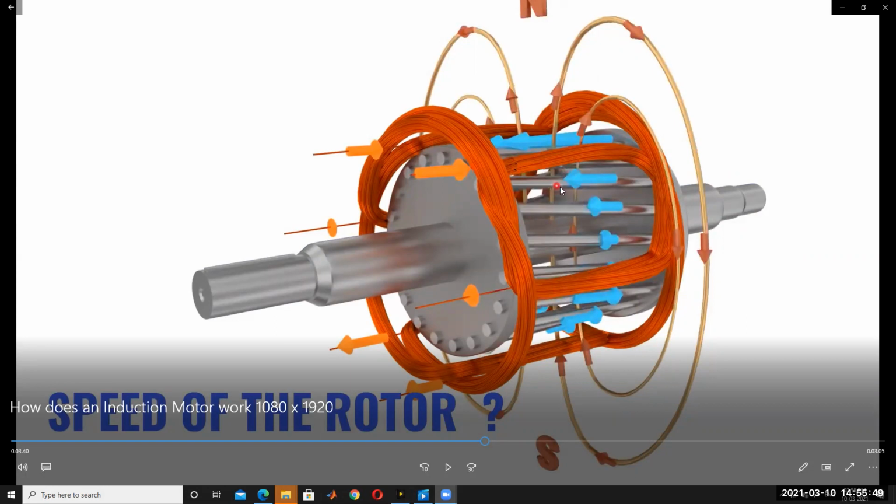Because of this EMF and current, a force is developed between the stator rotating magnetic field and the rotor core of the induction motor. There is a relative speed between these two, so EMF is induced in the rotor bar and current is developed. Because of this current, some amount of force is developed. Because of that force, the rotor tries to rotate at less than the synchronous speed.